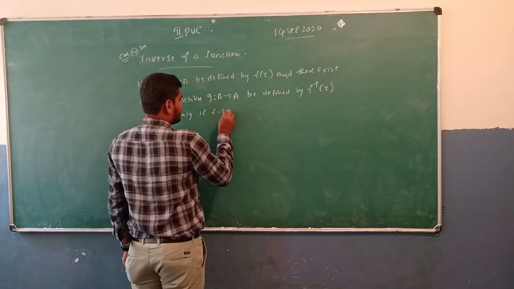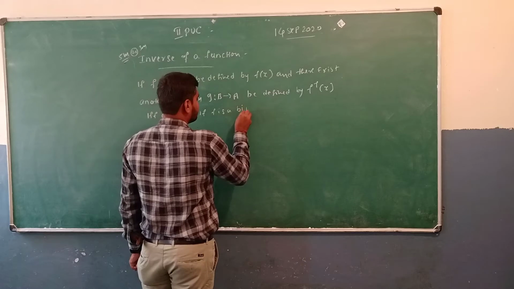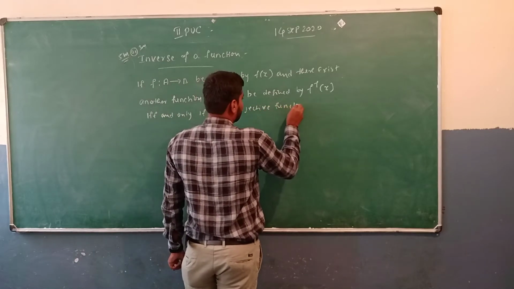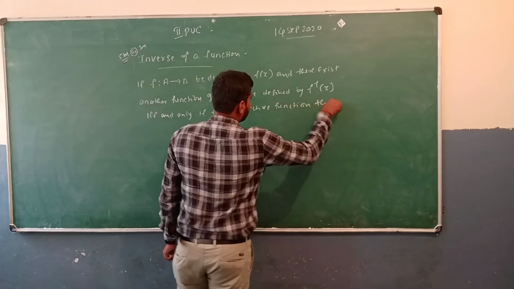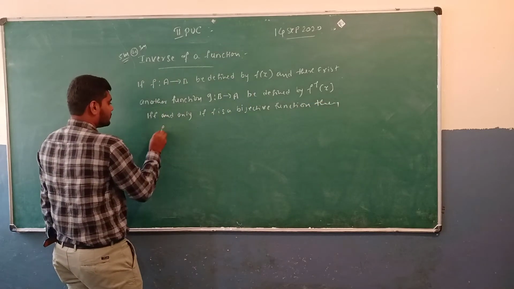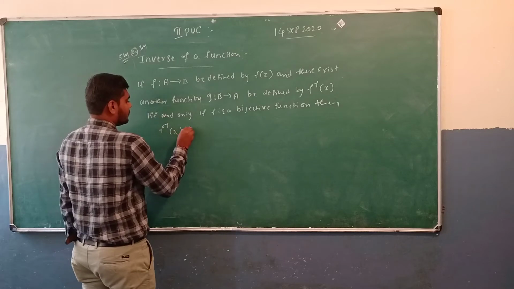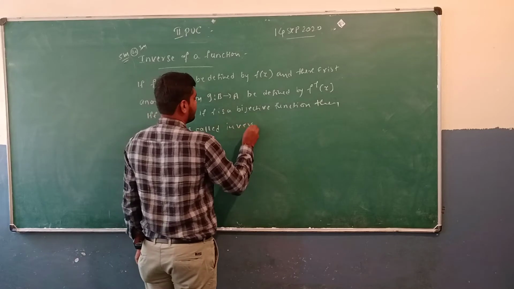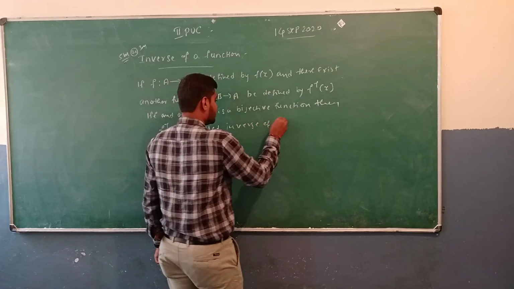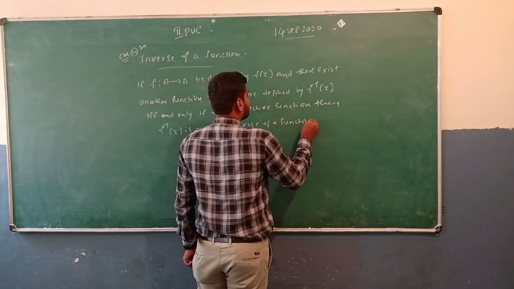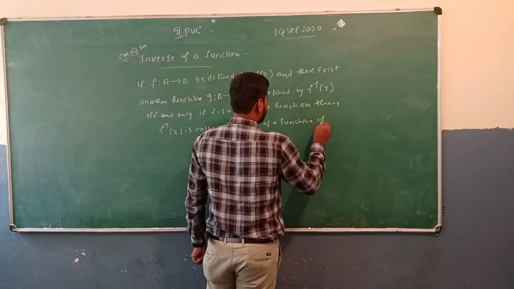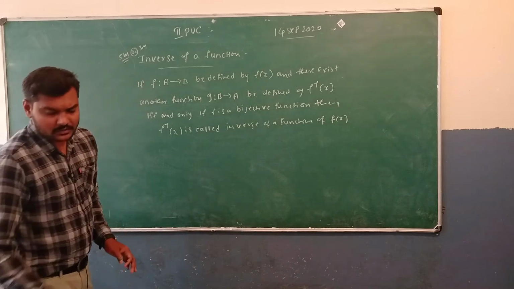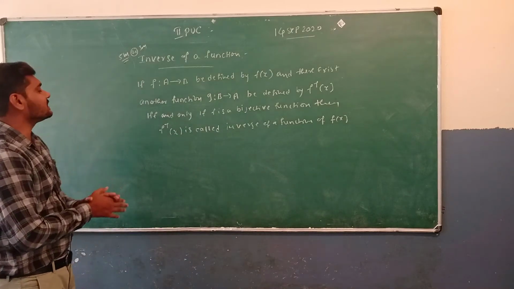f is a bijective function. Then f inverse of x is called the inverse of a function, the inverse of the function f of x. So this is the definition of the inverse of a function.